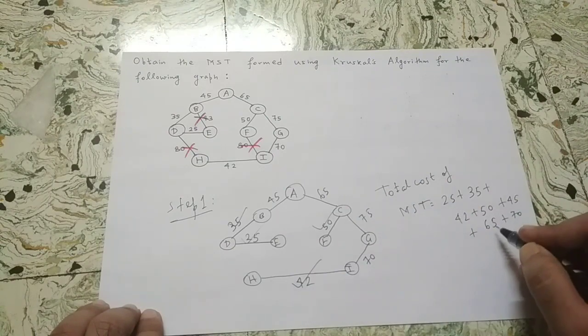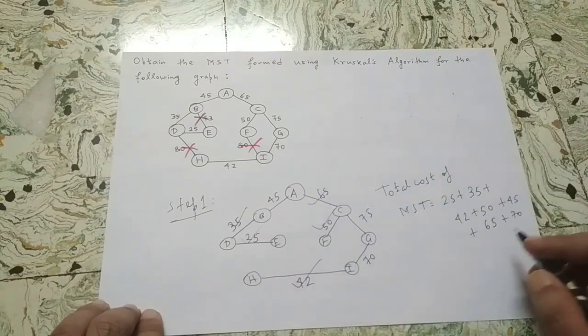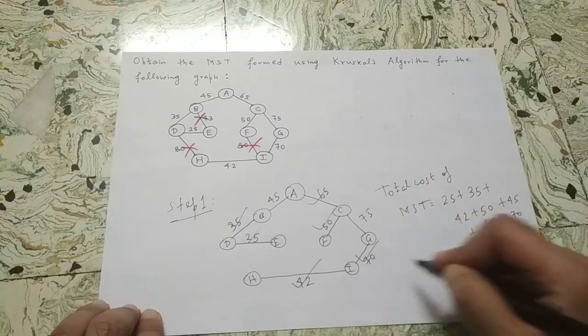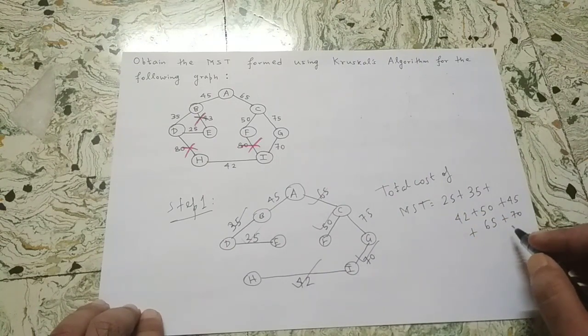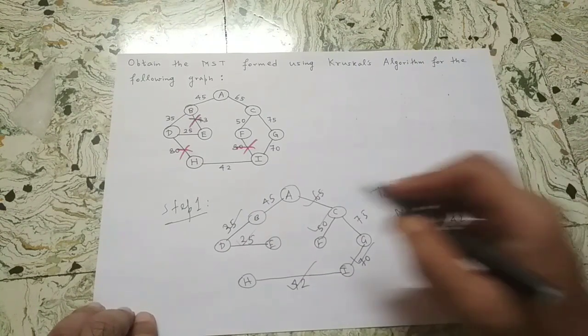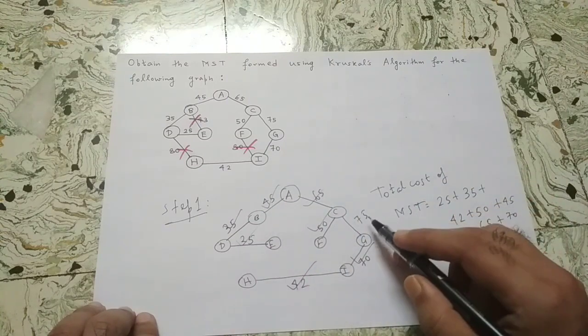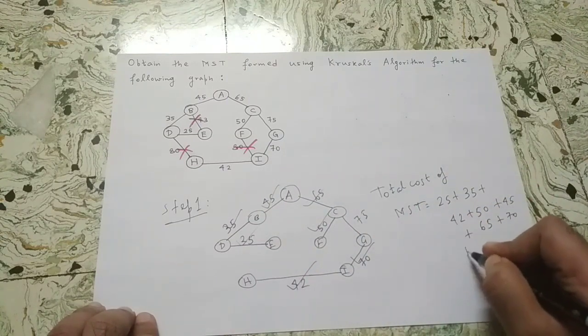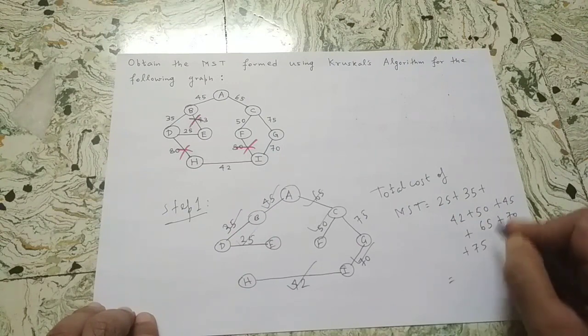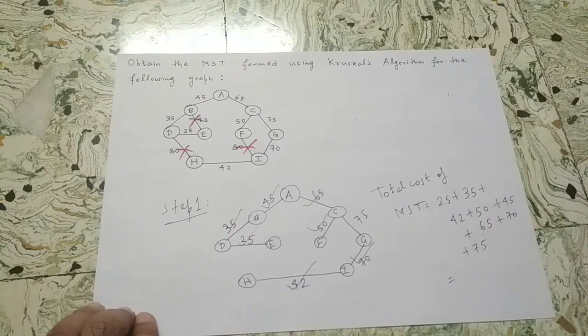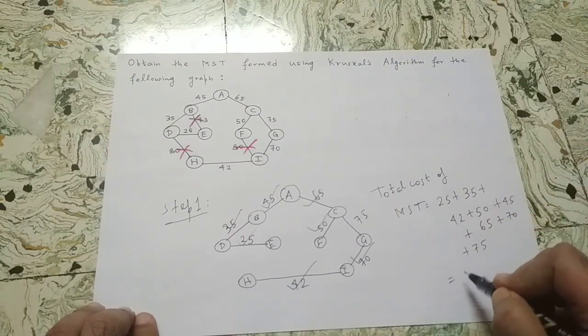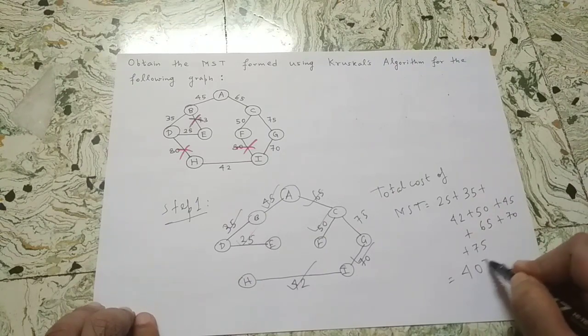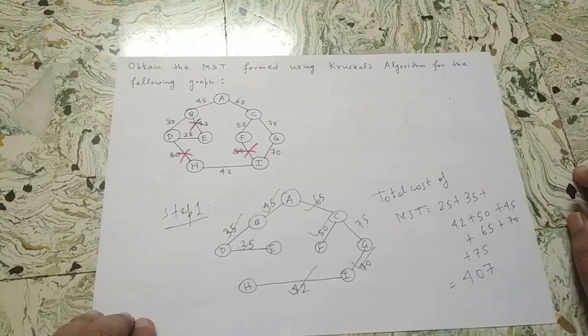Yeah. So I have included 65. Yes. I have included 70. Yes. I have included 45. Have I included 45? Yes, I have included 45. But I have missed 75. So let me just add 75. Now, if you add up these edge weights, what will you get? Just add it up. If my calculation is all correct, it comes out to be 407. Okay, you just verify this.